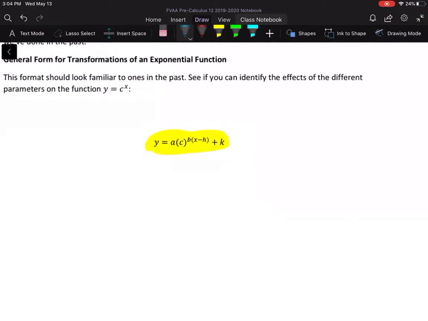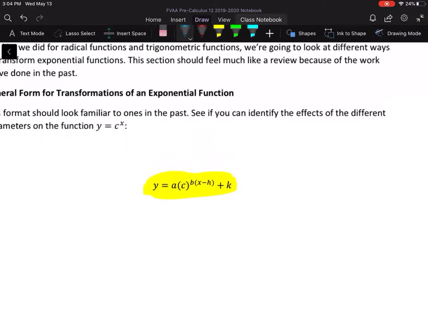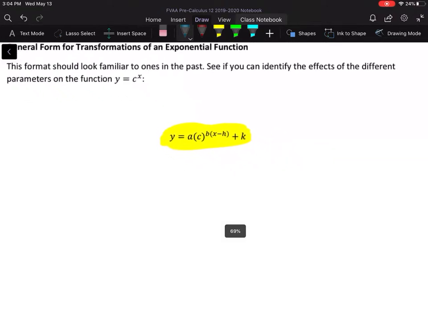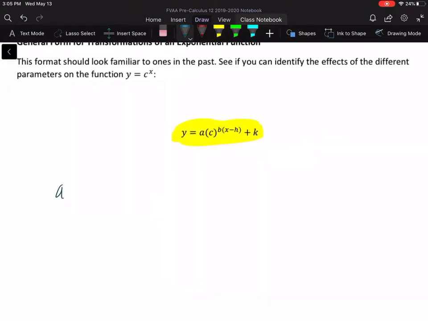Okay, so we have a bunch of added things here. We have a, b, h, and k. Okay, c is not one of the added transformation parameters. Okay, c is the constant that we find in the basic equation. But a, b, h, and k are all those transformation factors.